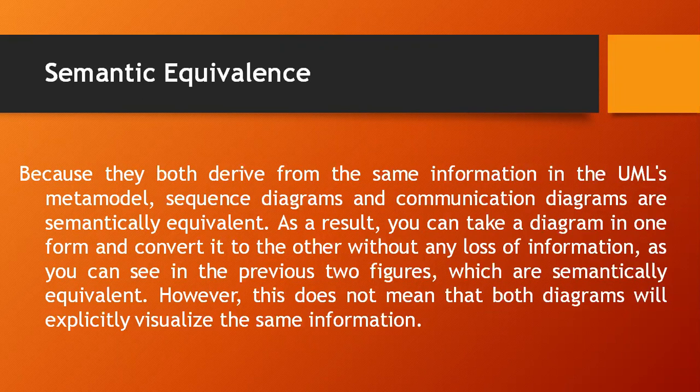As you can see, the previous two figures are semantically equivalent. However, this does not mean that both diagrams will explicitly visualize the same information. If you noticed in the previous two figures, the communication diagram, that is the second diagram, shows how the objects are linked by using local and global in curly brackets. So we used local and global annotations. Similarly, the sequence diagram, our first figure, shows a message written, but in the corresponding communication diagram, we did not see any return.